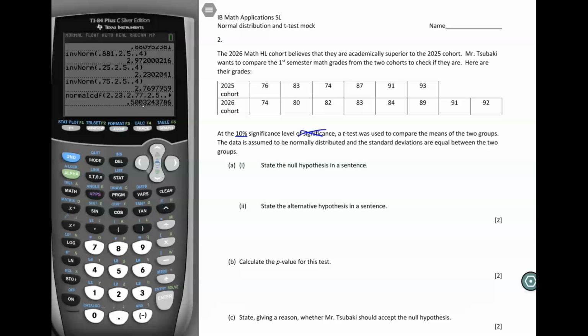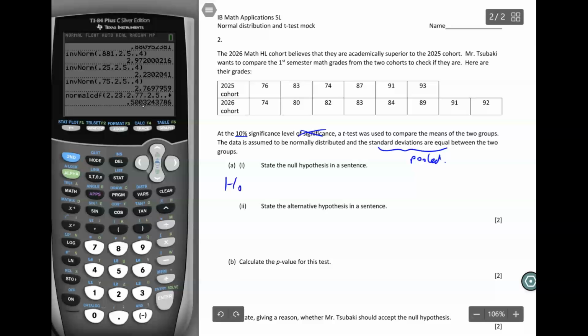A t-test was used to compare the means of the two groups. The data is assumed to be normally distributed, and the standard deviations are equal between the two groups. Okay, which means that we can do pooled, right? All right, state the null hypothesis in a sentence.